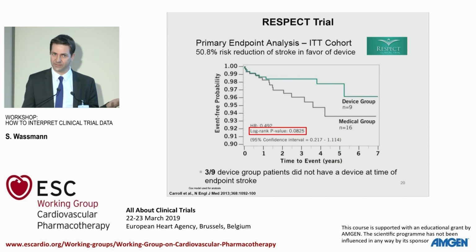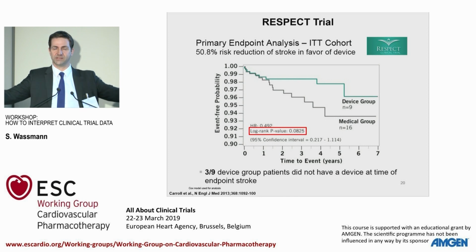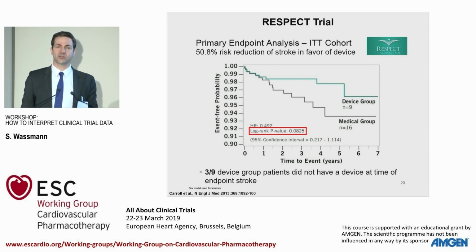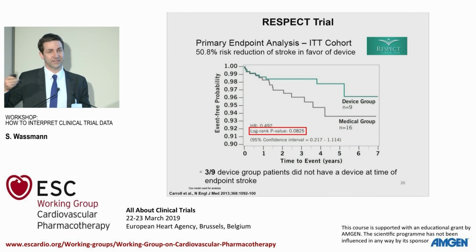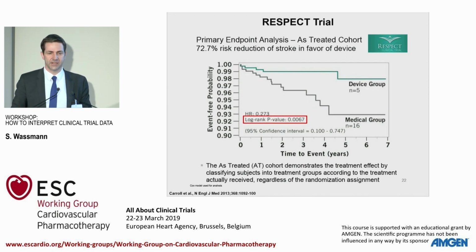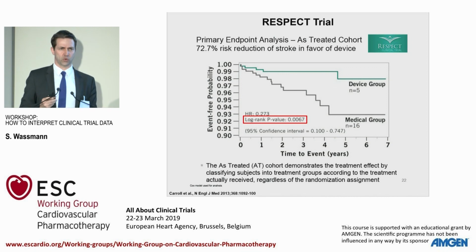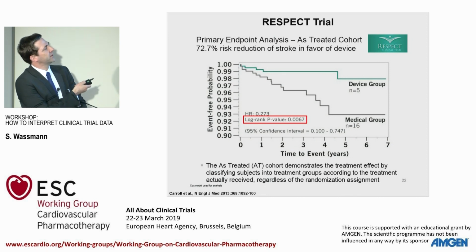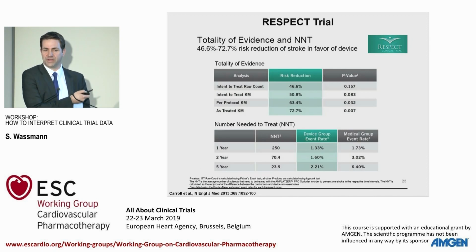But it's intention to treat, right? It's randomized. So you're analyzed according to the group that you were randomized to. But these patients never had a device in. When you look at the as-treated cohort, which means patients actually received a device, you still see rare events, but you have a highly significant result here, 73% reduction. So that makes quite a difference.